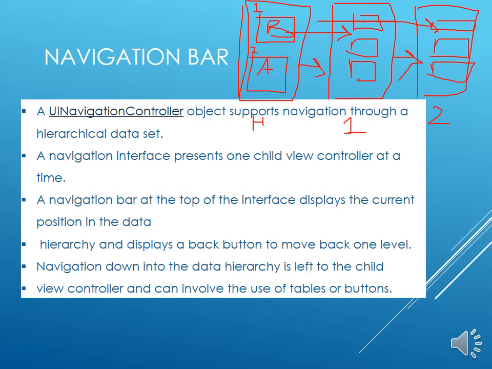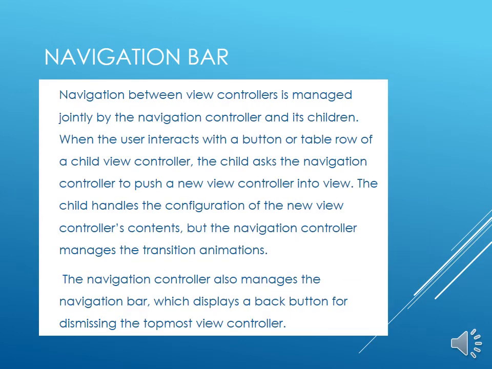Navigation down into the data hierarchy is left to the child view controller and can involve the use of tables and buttons. Next, navigation between view controllers is managed jointly by the navigation controller and its children. Right? It means that when we go from one page to another page, which thing manages this? The navigation controller and its children. When the user interacts with a button or a table row of a child view controller, the child asks the navigation controller to push a new view.